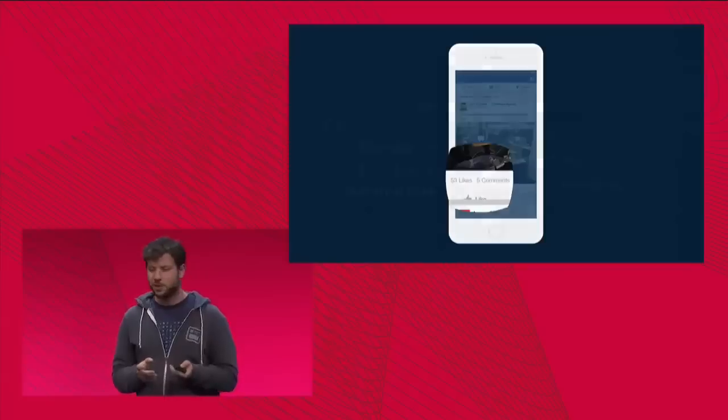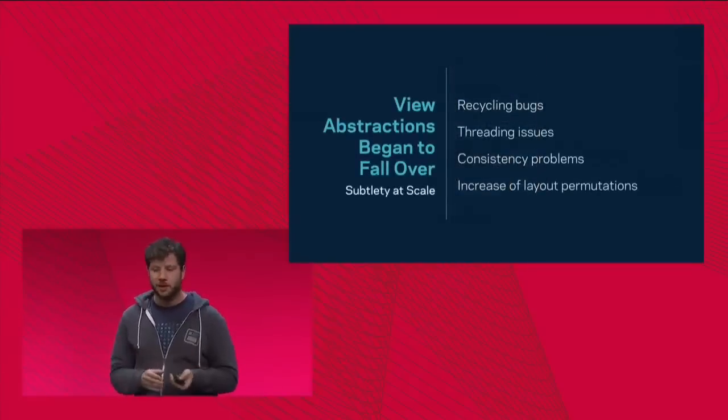And so we had a lot of similar problems in our view layer as we did in our model. We had recycling bugs when we reused views. We had threading problems because we did text and image layout on a background thread. There were consistency issues, as you just saw in the previous slide. And as the number of stories in feed grew and grew, we had many more new types of permutations of our layout, which meant subtlety all over the place. And so the issue was lots of state and mutability. And so we fixed this by reducing the amount of state and making everything immutable in a project we called Components.